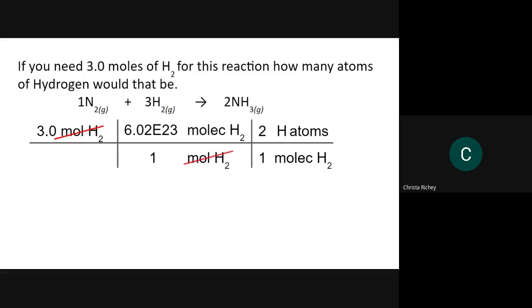I just didn't put the conversion factors on the top. So I can get rid of moles of hydrogen gas. I can get rid of molecules of hydrogen gas. You're going to multiply everything on the top divided by 1. So the 1s are going to go away. 3 times 6.02 times 10 to the 23rd times 2 is going to end up being 3.6 times 10, or E, I don't care if you write E, I understand that, 24th hydrogen atoms.